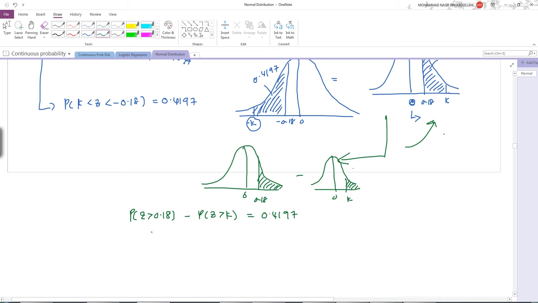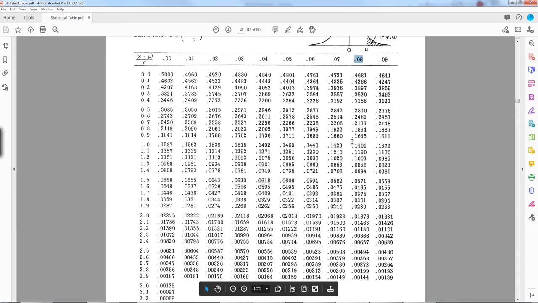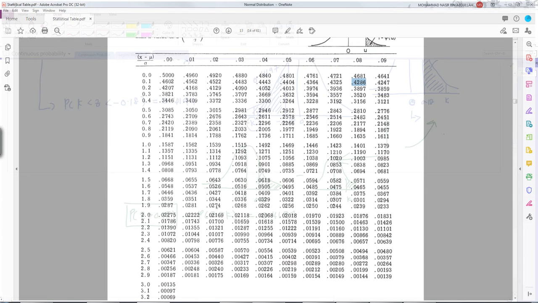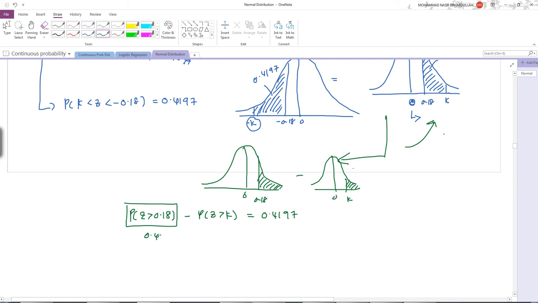right? So, probability of Z more than 0.18 ni, kita tengok dekat table. 0.18 is 0.4286, right? So, this one should be 0.4286 minus probability of Z more than K equal to 0.4197. Right? So, negative P Z more than K is equal to, kita bawa pergi sana, dia akan dapat 0.0089.